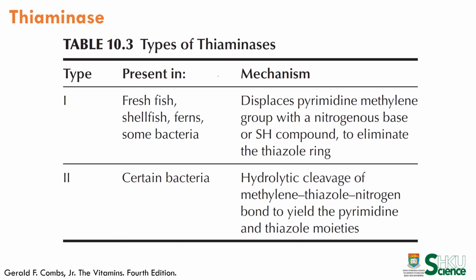There are two types of thiaminase that you find in food. Type 1, which are found in fish, shellfish, ferns, and some forms of bacteria. And then type 2, which are found only in bacteria. But they do the same thing. So they cleave the methylene bridge.